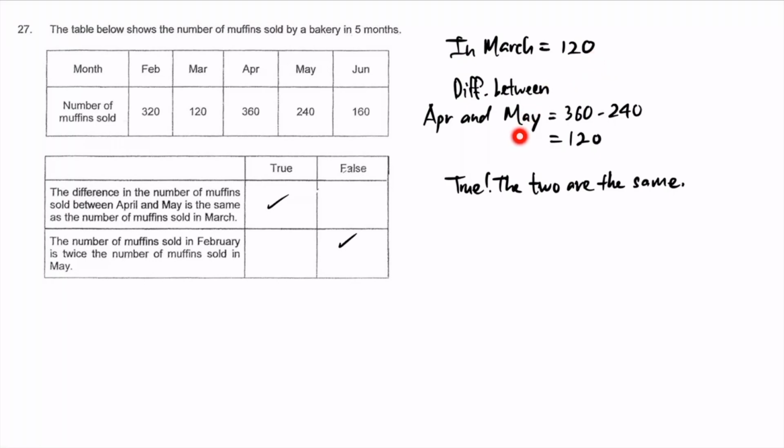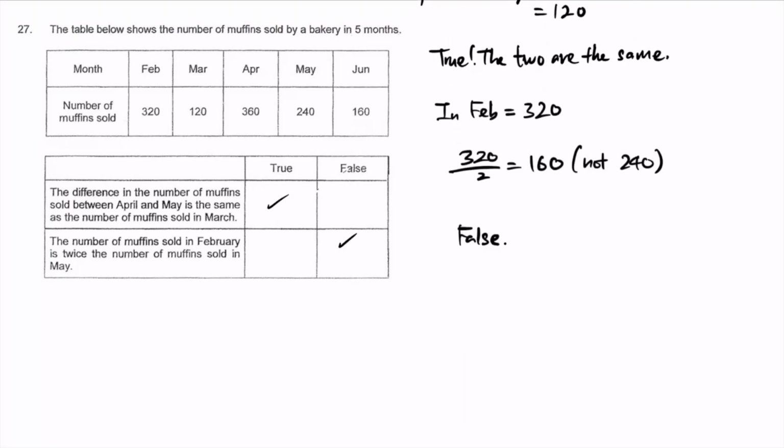What's the difference between April and May? That would be 360 minus 240, that's 120. So is it true that they are the same? Yes, so that's a true statement right there.